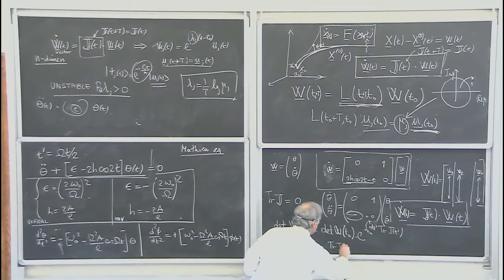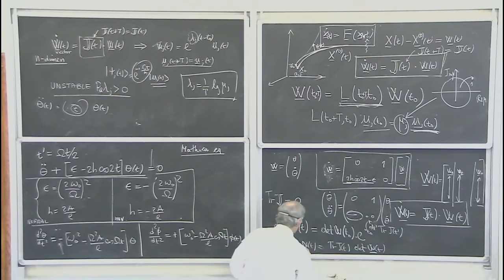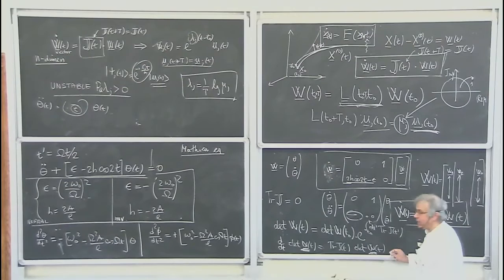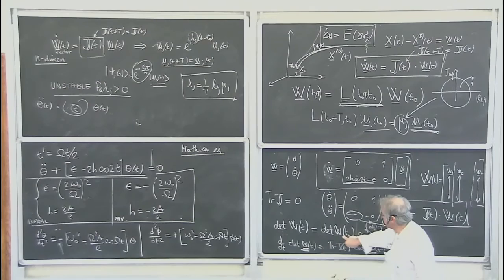Okay, these are the matrices, so that I can take a determinant. So this is the Jacobi identity, I integrate this. But now, if the trace of J is equal to zero, all I have is that the determinant is unchanged as the system evolves. Okay?